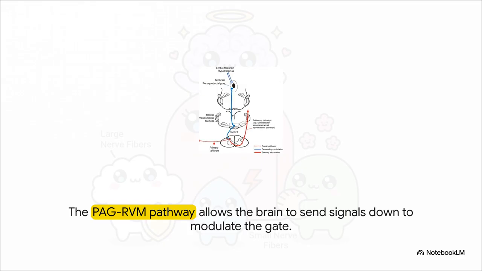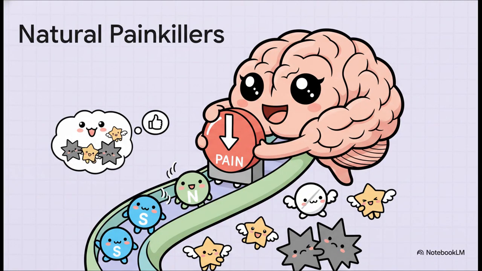The PAG then sends a signal down to the RVM in the brainstem, which then sends its own messages all the way back down the spinal cord to influence that very same gate we just talked about. It's how your psychological state can literally turn the volume of pain up or down. And how does it work its magic? Well, it's all about neurochemistry.